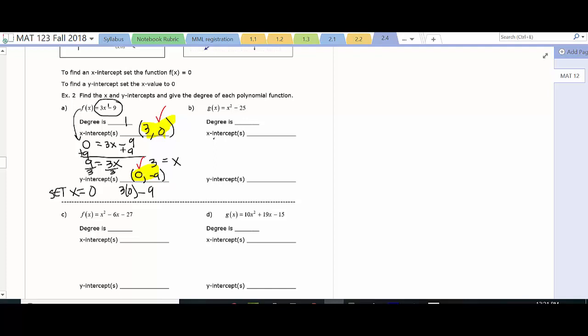What do you do to find the x-intercept? Which thing goes to 0, the function or x? Which one? Do I do g of x equals 0 or x equals 0?